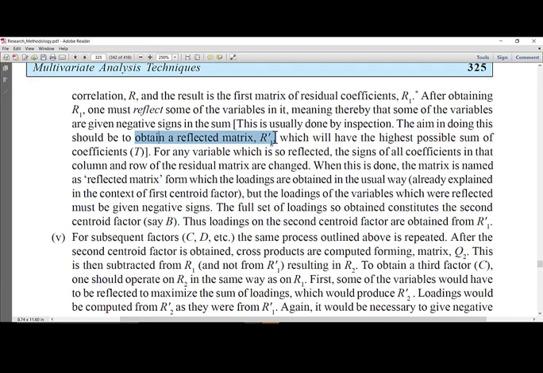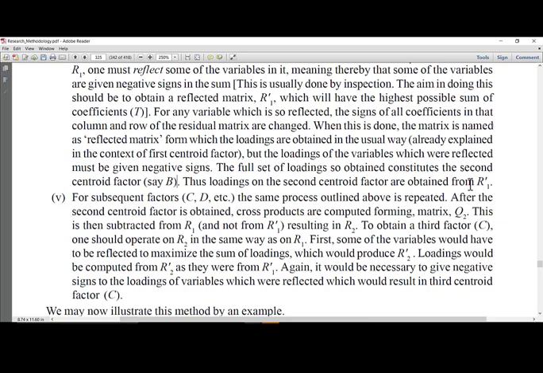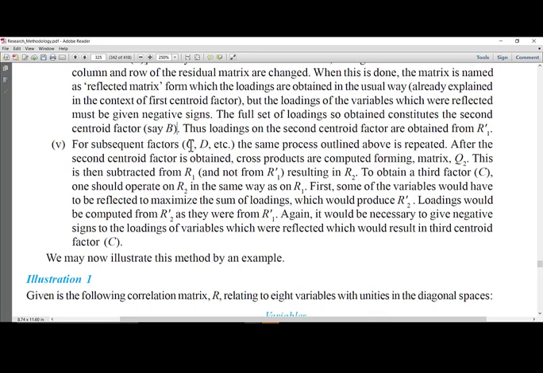And in that case, we are changing the minus signs into plus signs. When this is done, that a reflected matrix is done, the loadings are obtained in the usual way. But the loadings of the variables which were reflected must be given negative signs. And that we have seen at the end, after calculating the factor loadings, we have assigned the negative signs corresponding to centroid factor B. Thus, loadings on the second centroid factor are obtained from R1 dash. And for subsequent factors, if we want to find out third centroid factor C, fourth centroid factor D, etc., then the same process is repeated.